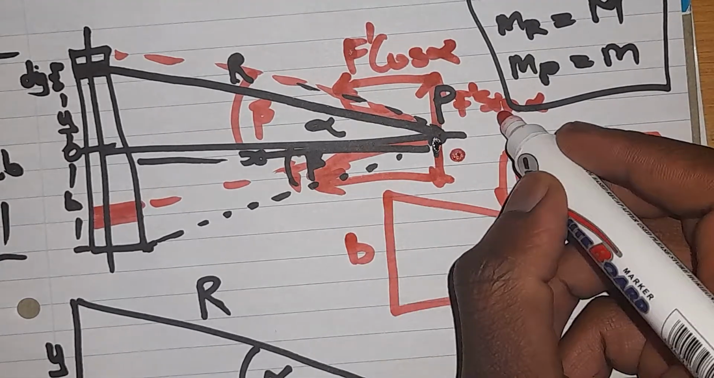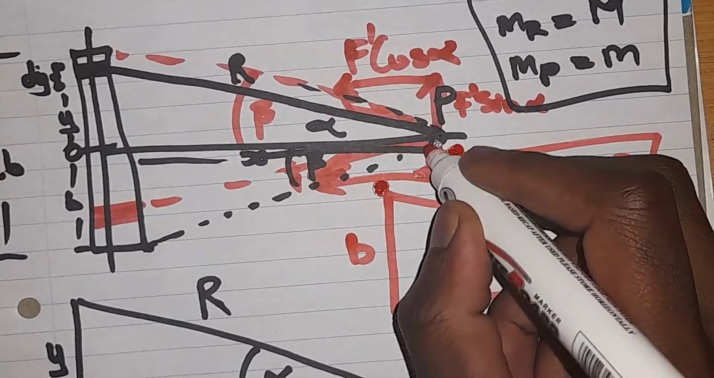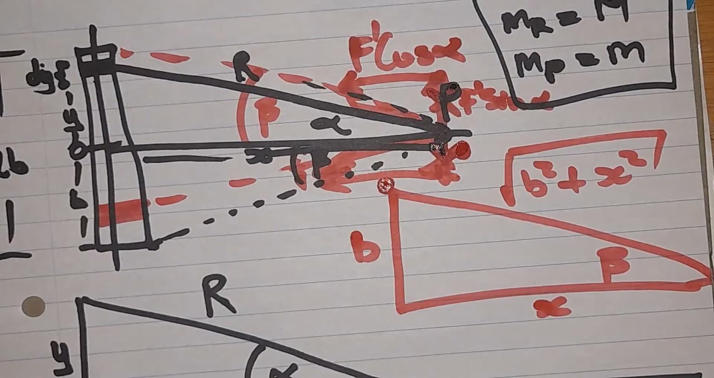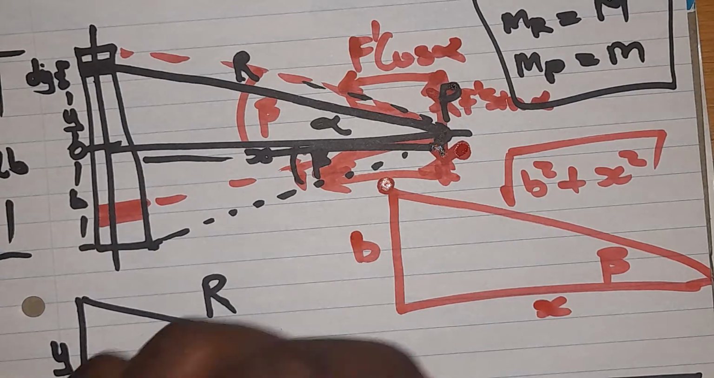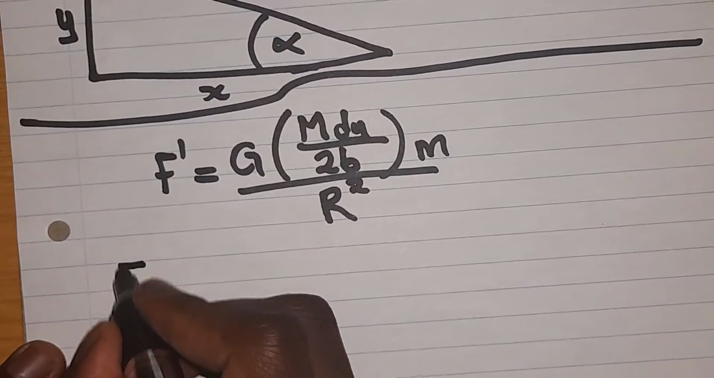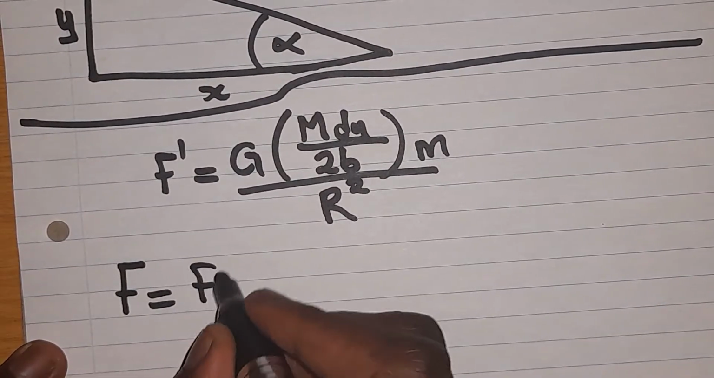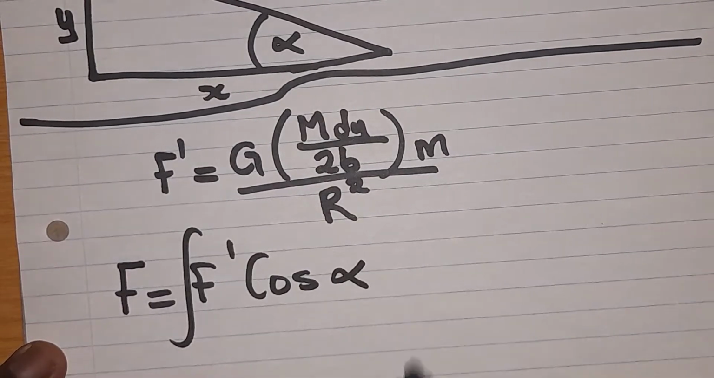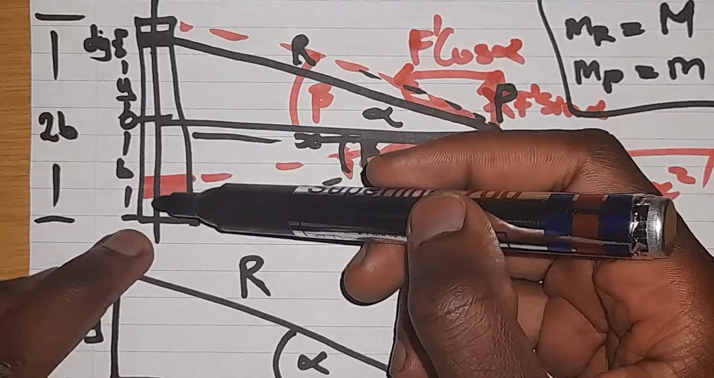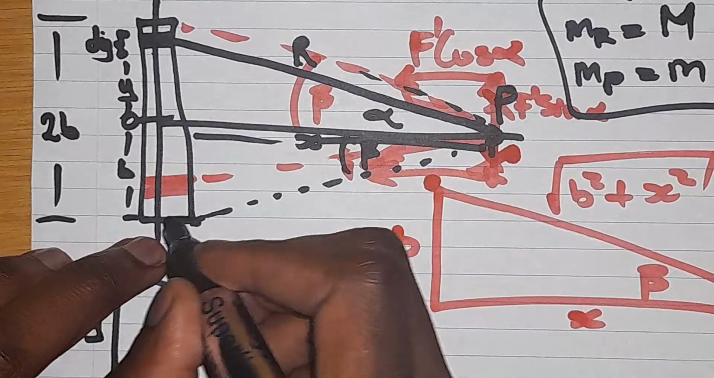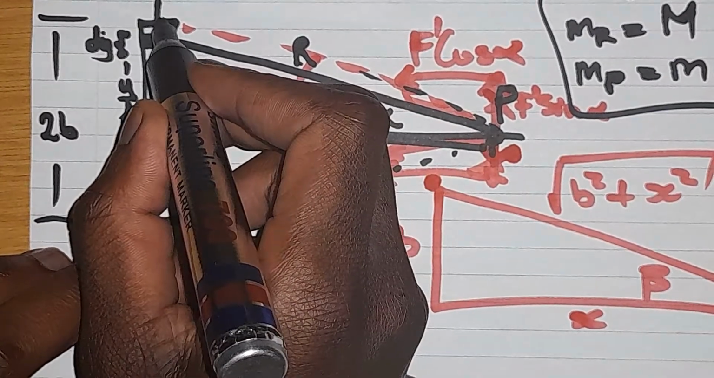This will be F prime sine alpha, and this one will be F prime cos alpha. Notice the sine alphas will cancel out, and we will be left only with the cos alpha. So we'll integrate using the cos alpha, because that's the only force component that will be attracting P to the rod. So our total force is equal to the integral of F prime cos alpha, right? But now we're integrating because P is attracted by the entire rod, so we'll have to integrate from this point to this point.